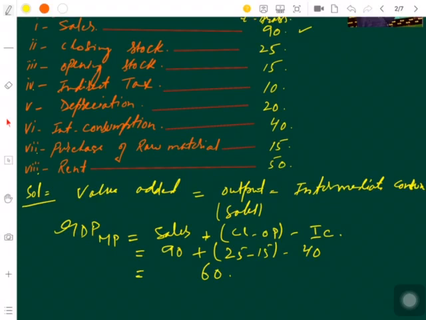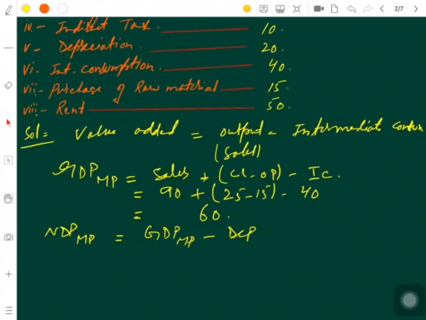Okay. So here we can reach the NDP at MP. So GDP at MP, NDP at MP. NDP at MP will be equal to GDP at MP minus depreciation. We have already calculated the GDP at MP, that is 60, minus the depreciation given here, that is 20. The answer will be 40.